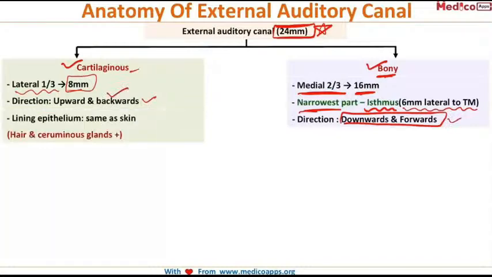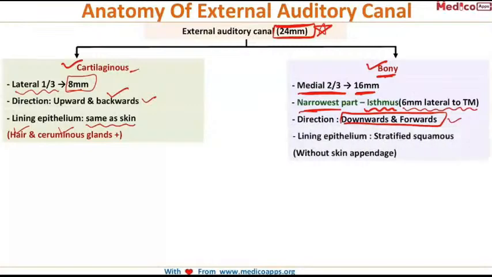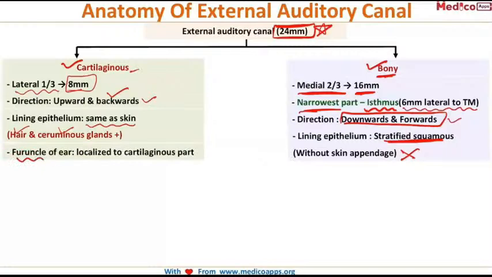Now the lining epithelium for this part is same as the skin. So it will have hair and ceruminous glands as well. Okay. Then the lining epithelium for the bony part is stratified squamous epithelium and there are no skin appendages present. Okay. Now furuncle of the ear, we all are familiar with this. It is localized only to the cartilaginous part of the ear.